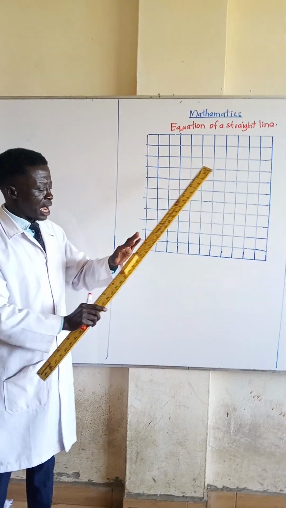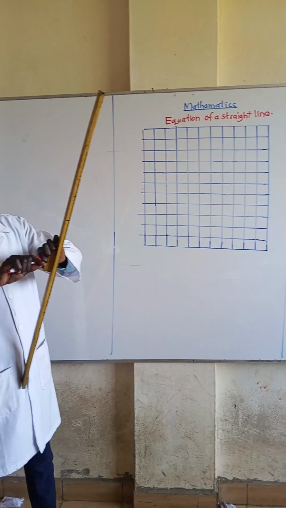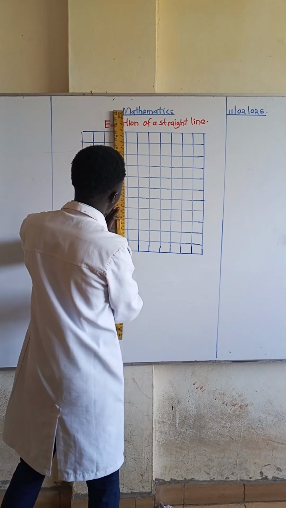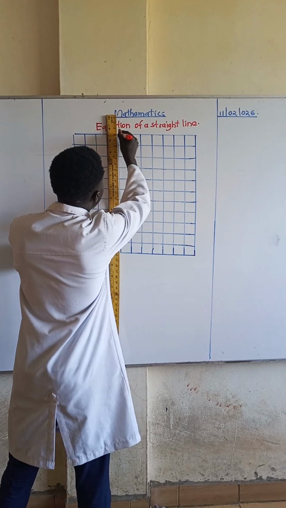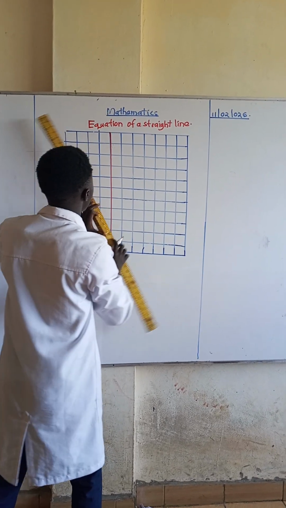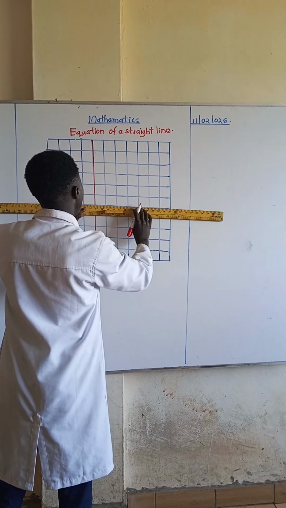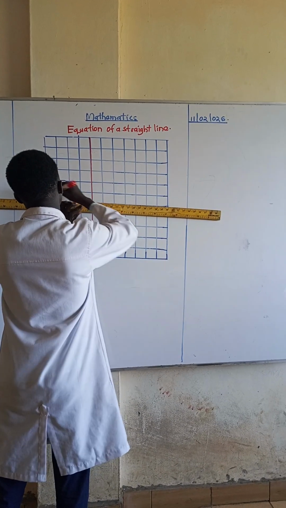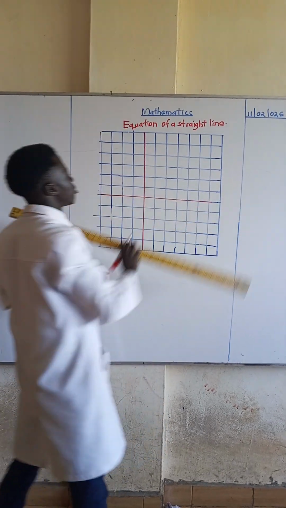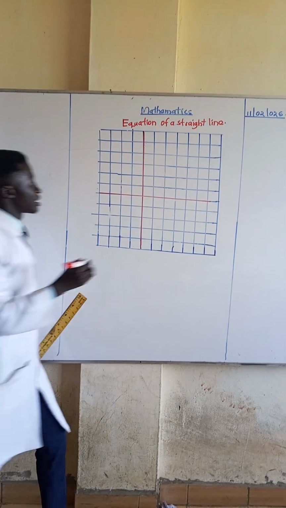Now on this, let me start plotting so that you may see. I have this kind of a graph. I may decide to plot what we call a Cartesian plane. Now at that point, I plot another one here. I plot another one. That is what we call a Cartesian plane. Once you've plotted a Cartesian plane, you must label.